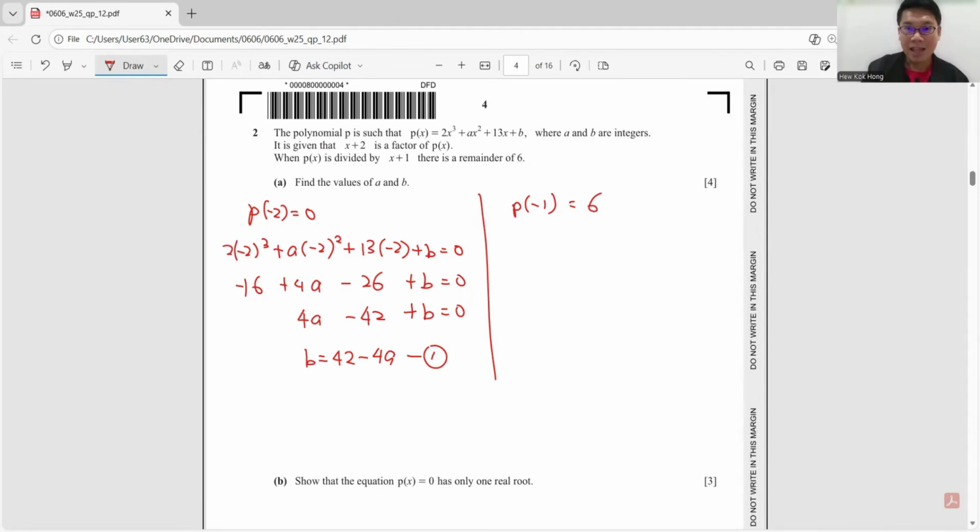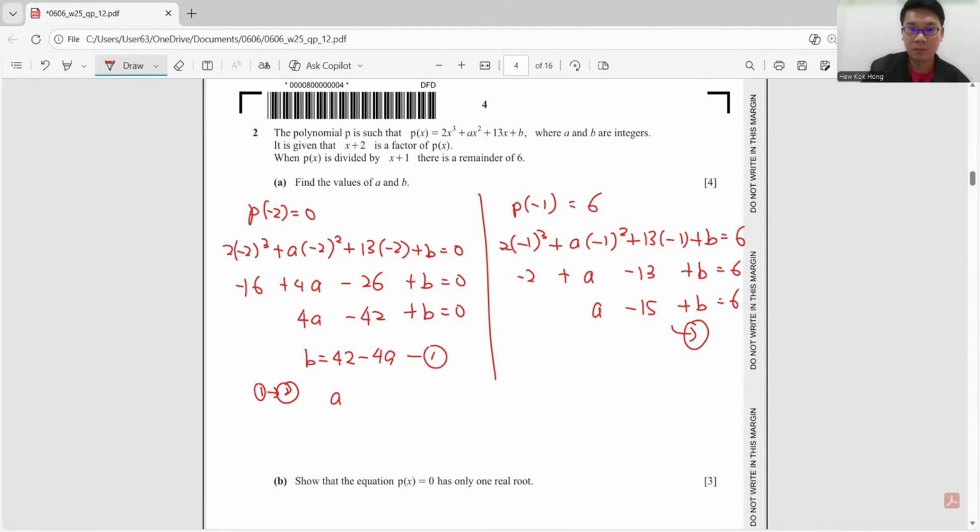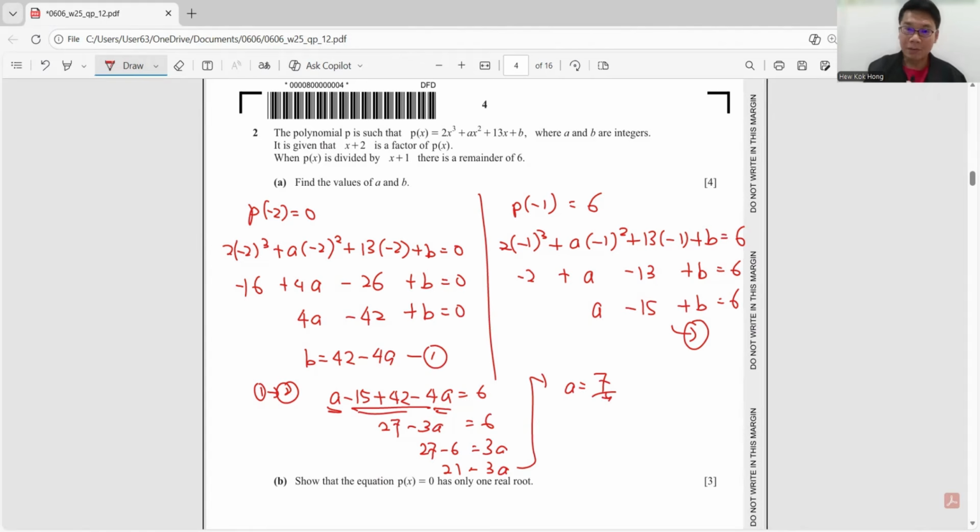Then we substitute in x equals to minus 1. So I substitute 1 into 2. After we get a, then we substitute into b equation. Let's say I substitute into 2. b equals to 14. So I will get the value of a and b. Then confirm my px equation is this.